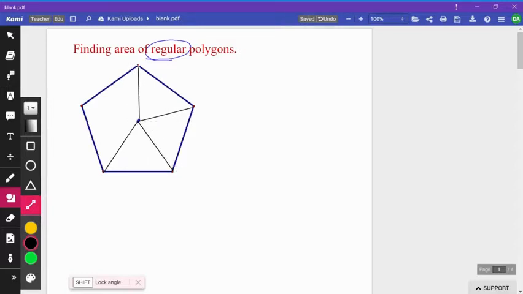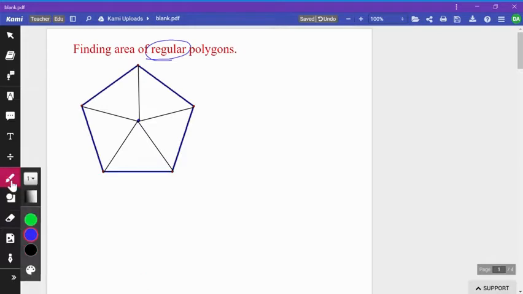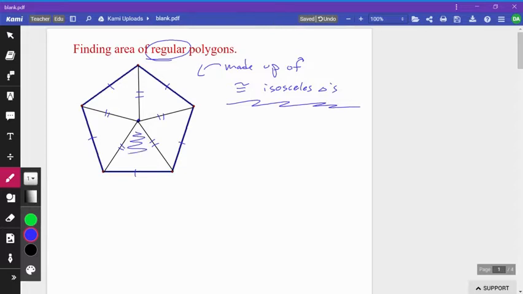Now, the idea of regular polygons isn't just that all sides are the same and all angles are the same. It also incorporates the idea that this pentagon is made up of congruent isosceles triangles. So I know that all of these sides are the same. I know that all of these are the same because it's from the center to each vertex. So basically what I have here is this isosceles triangle that is congruent to all of these other isosceles triangles.